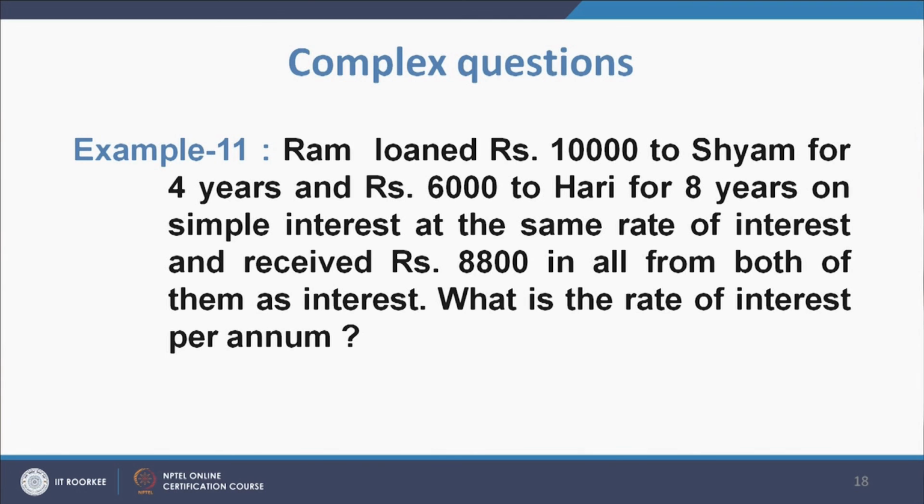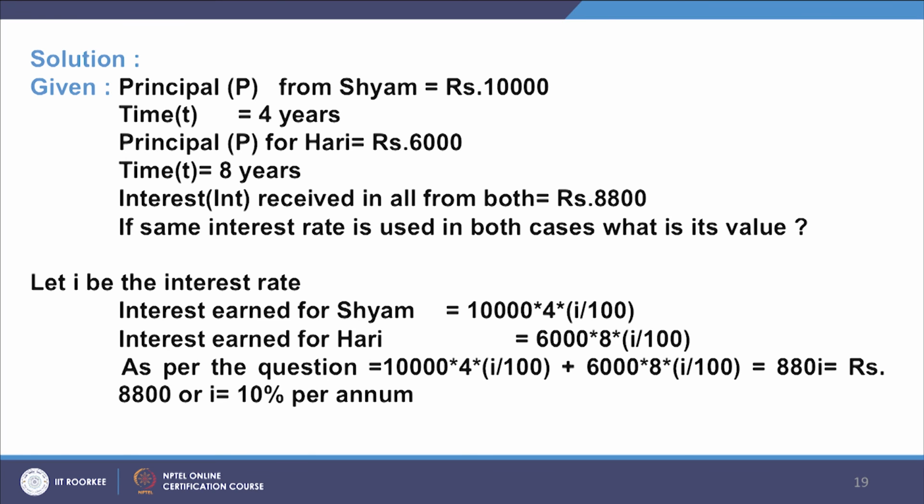What is the rate of interest per annum? Given that principal P for Sam is 10,000, time given is 4 years, principal P for Hari is 6,000, time is 8 years, interest received in all from both is 8,800. That means, interest received from Sam as well as Hari when put together is 8800. If the same interest rate is used for both cases, what will be its value?